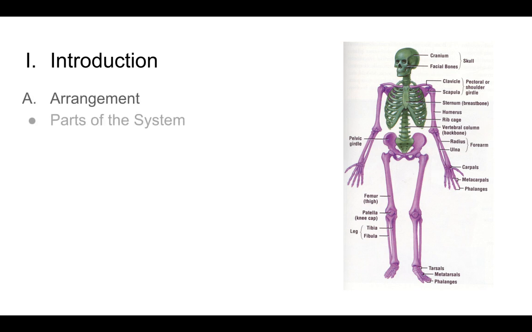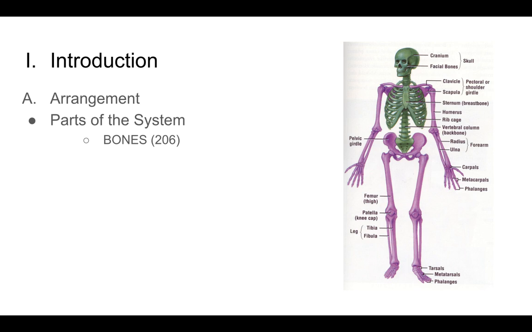Let's start with arrangement. In the arrangement section, we're going to talk about the parts of the system and the functions of the skeletal system. As a developed adolescent and adult, you have approximately 206 bones. I say approximately because it really depends on your progression in development.